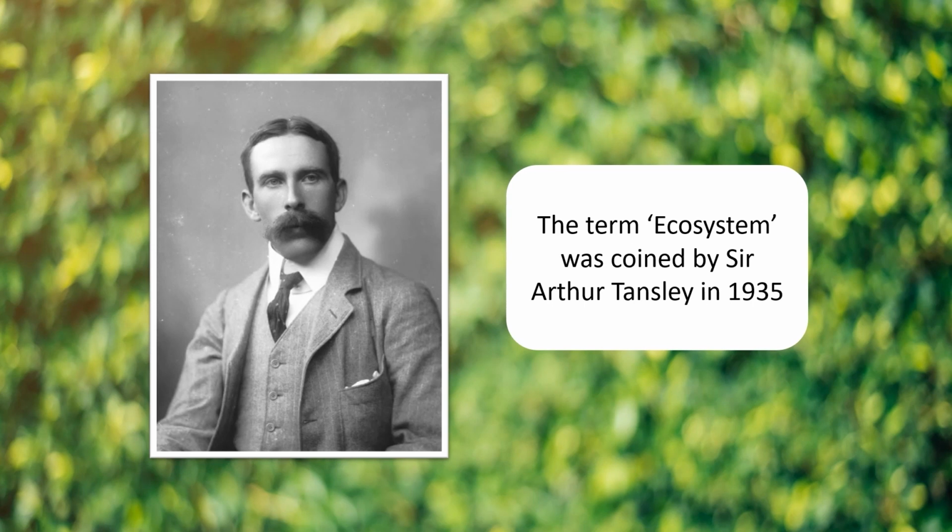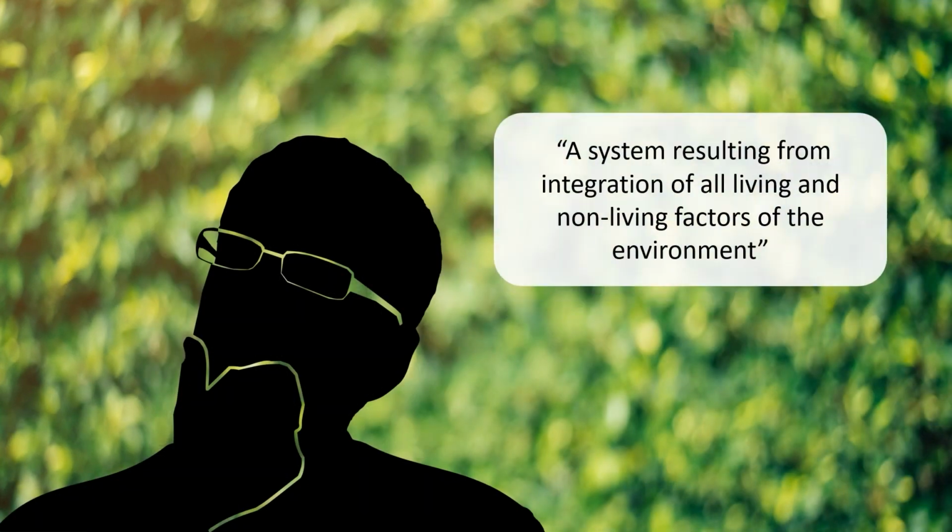Now the term ecosystem was first coined by Sir Arthur Tansley in 1935. He defined it as a system resulting from the integration of all living and non-living factors of the environment. Whether it may be a tiny microorganism, or it may be a plant, or it may be an animal, there exists a relationship, or there is an integration between these living creatures along with the environment or the non-living factors of the environment like the soil, air, water, etc.